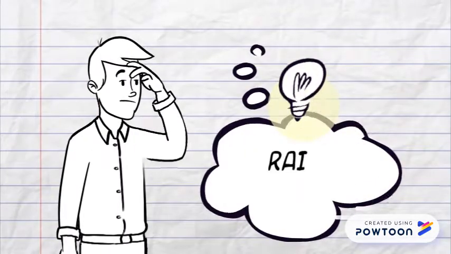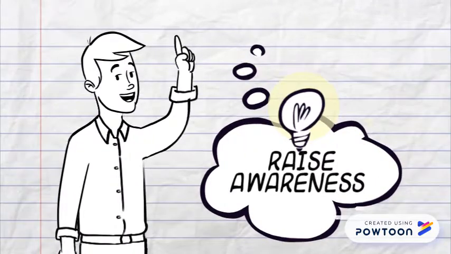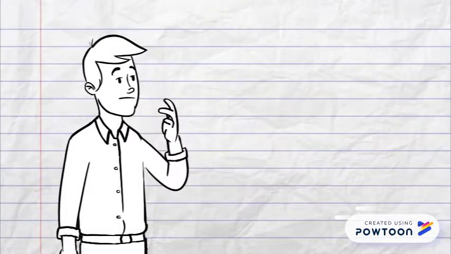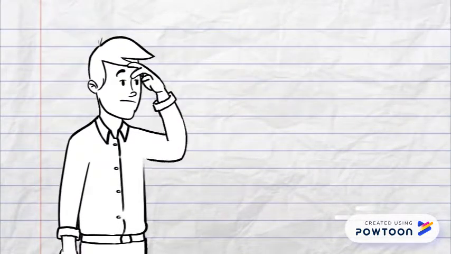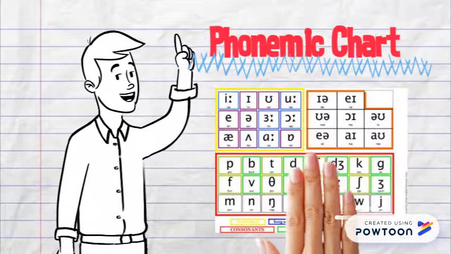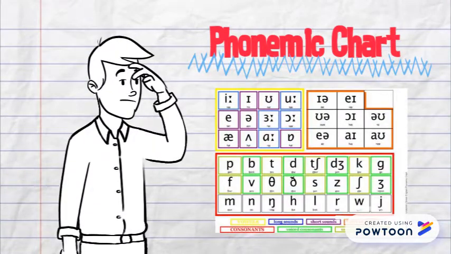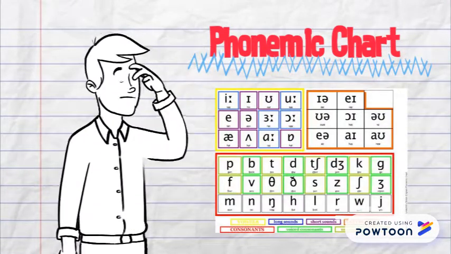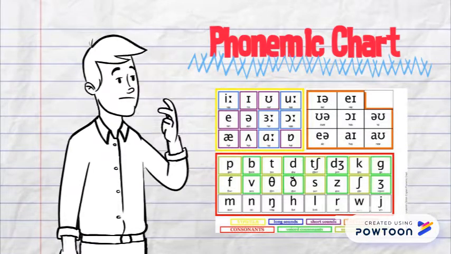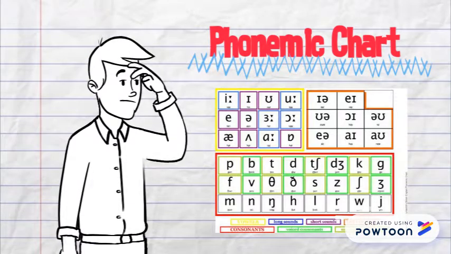To raise awareness on the phonological aspects, there are certain matters to consider. First, using a phonemic chart. This helps to encourage students to have the information they need when working independently. One good example can be using the virtual phonemic chart.